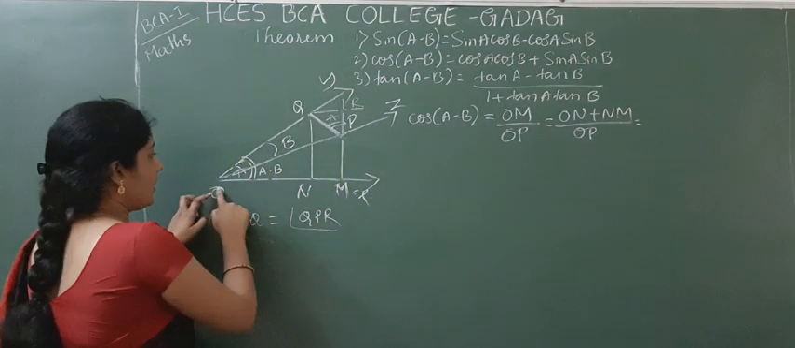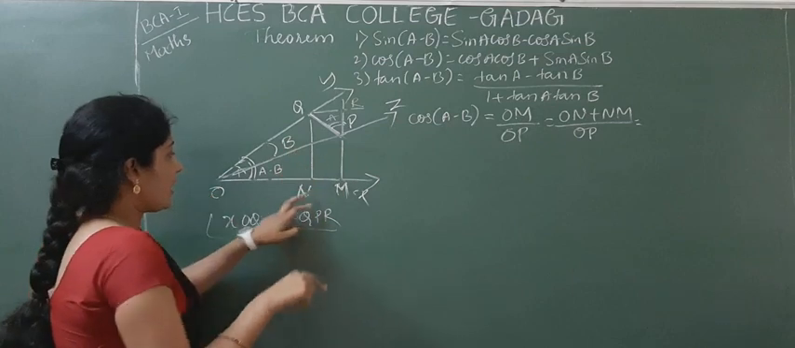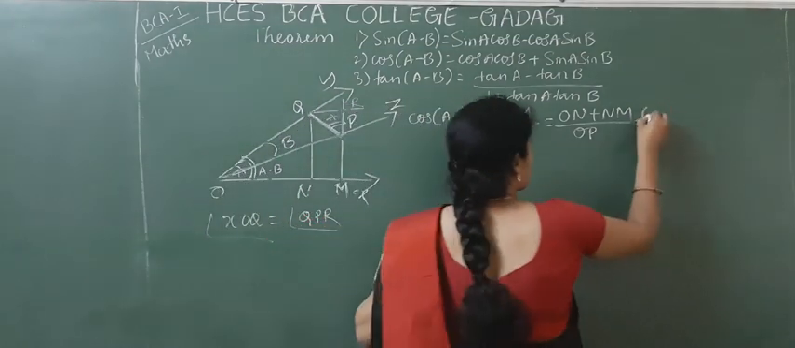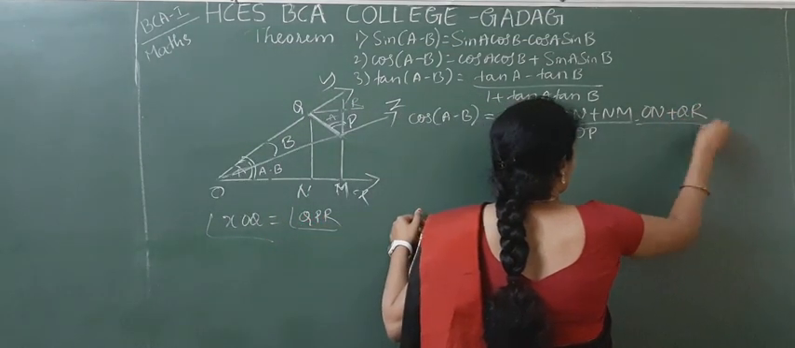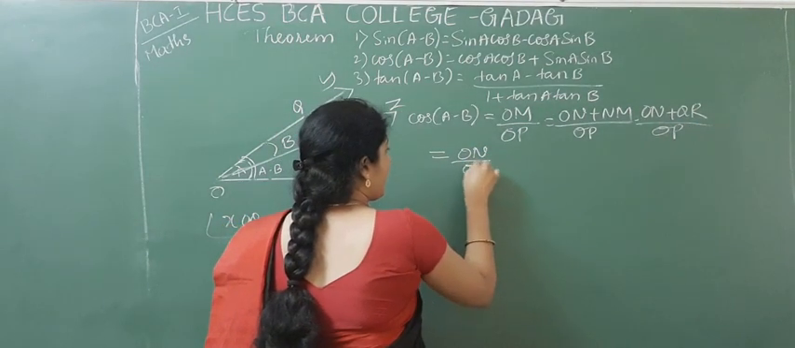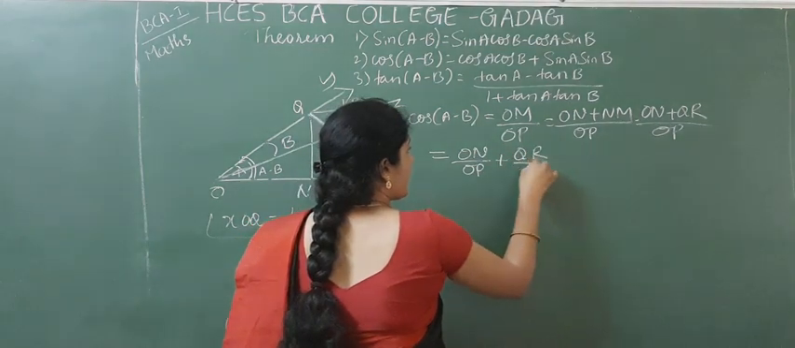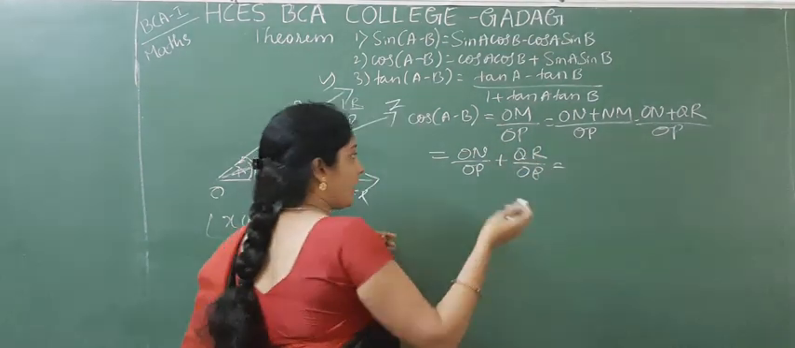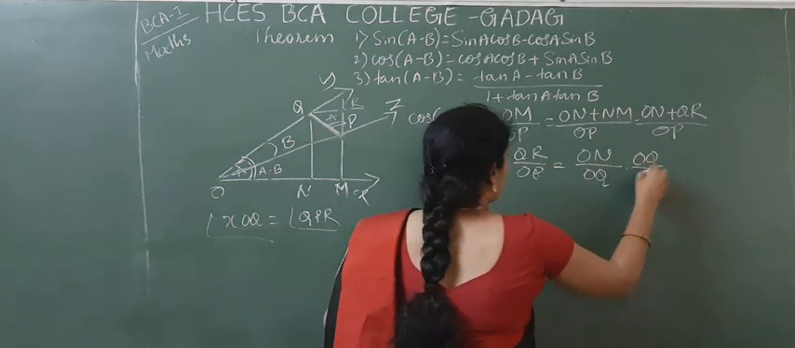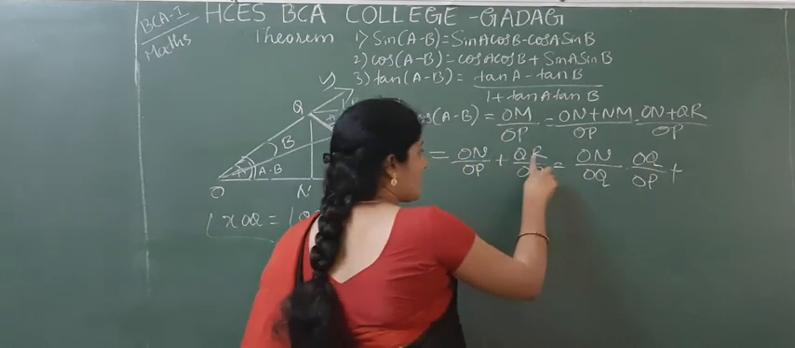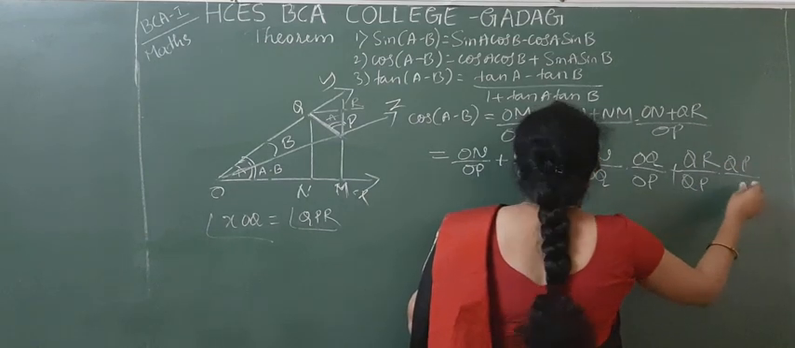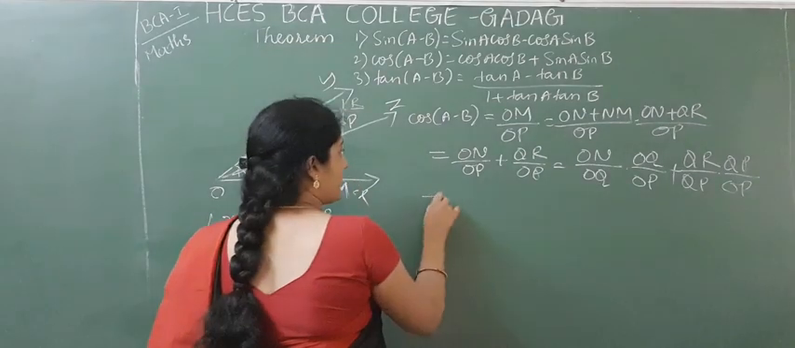Okay, now ON, let it be as it is. What is this NM? NM is equivalent to QR, right? So ON plus QR divided by OP. Now ON divided by OP plus QR divided by OP. Now again I write it as ON divided by OQ into OQ divided by OP plus this one QR divided by QP into QP divided by OP.